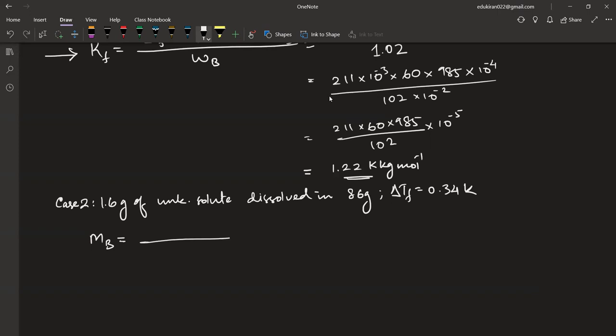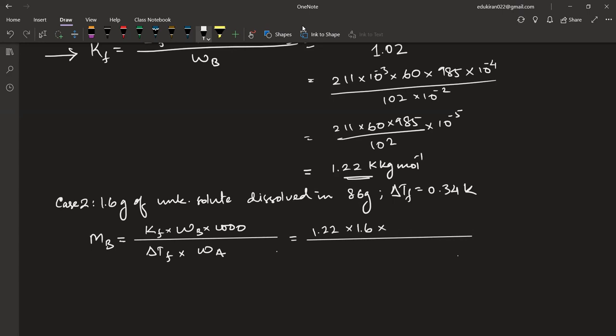Tell me, yes Saif, what is the formula for molar mass? KF into WB into 1000 upon delta TF into WA. Okay, now please remember WA here will be in grams, not in kg, because we have multiplied by 1000. So KF is 1.22, WB 1.6 into 1000, divided by delta TF 0.34, WA is 86.